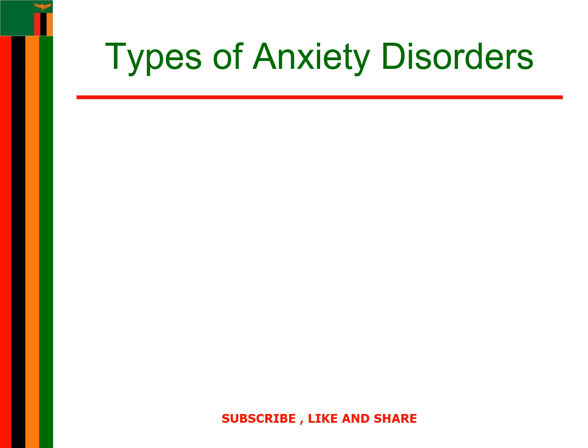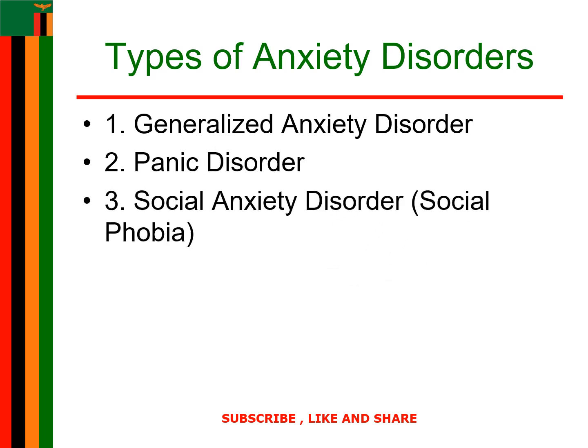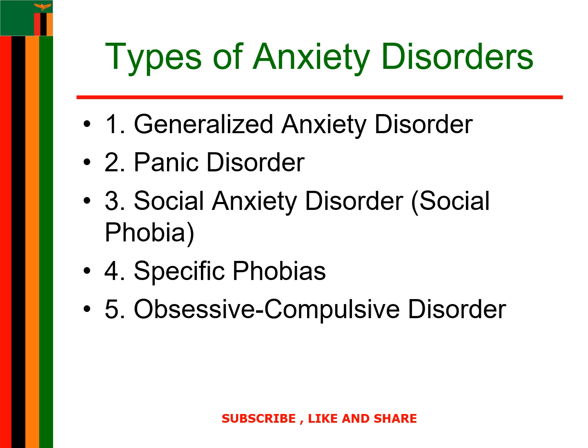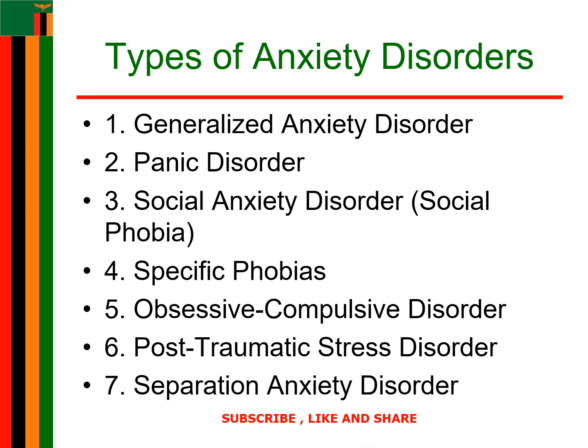There are several types of anxiety disorders, each with distinct characteristics. We have generalized anxiety disorder, panic disorder, social anxiety disorder, also known as social phobia. We have specific phobias, obsessive compulsive disorder, which is OCD. We also have post-traumatic stress disorder, PTSD. And we have the last one, which is separation anxiety disorder, which is SAD.